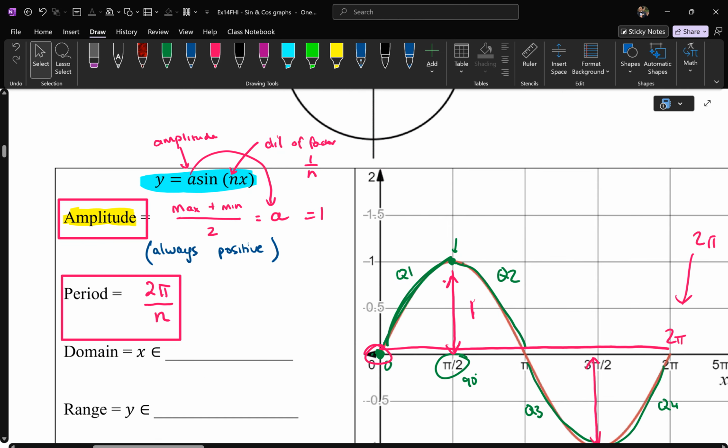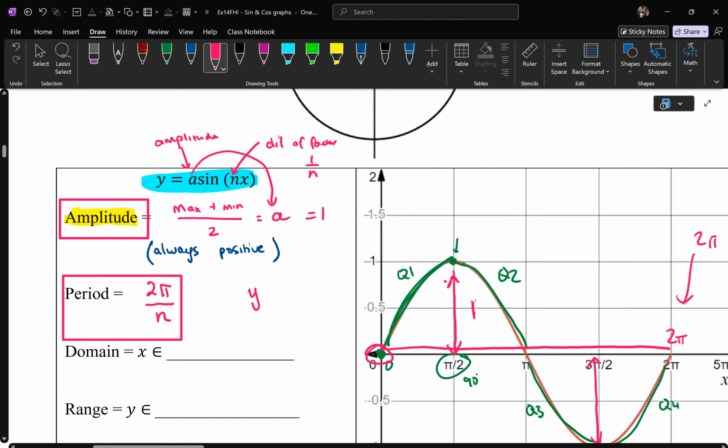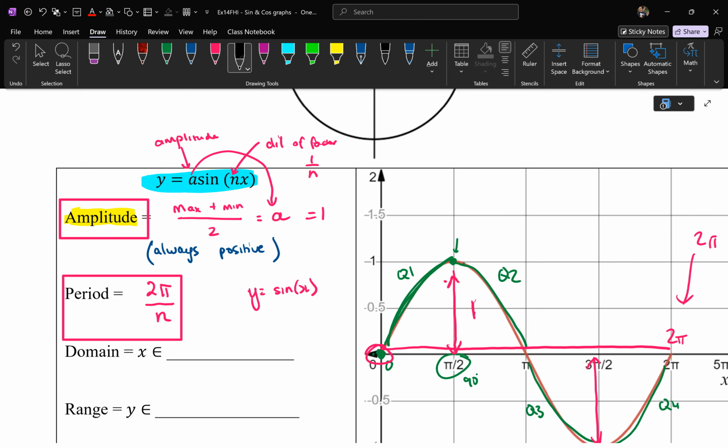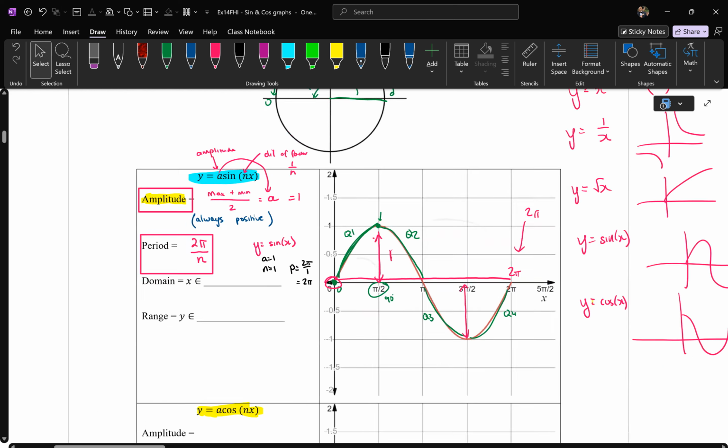So in this case, when I gave you y equals sine of x, n is 1 and a is 1. So amplitude is 1 and then period is 2 pi. Okay, so you can see period becomes 2 pi divided by 1 and you get 2 pi.